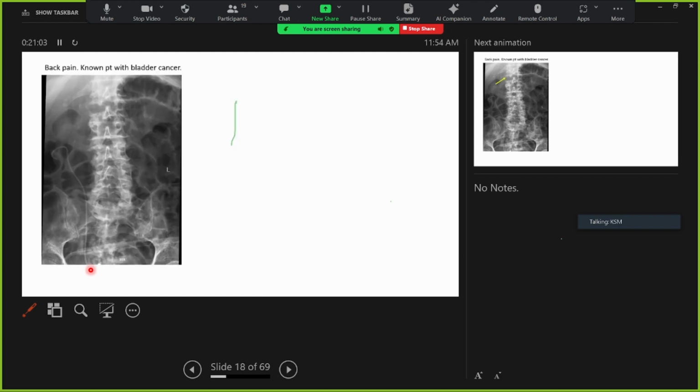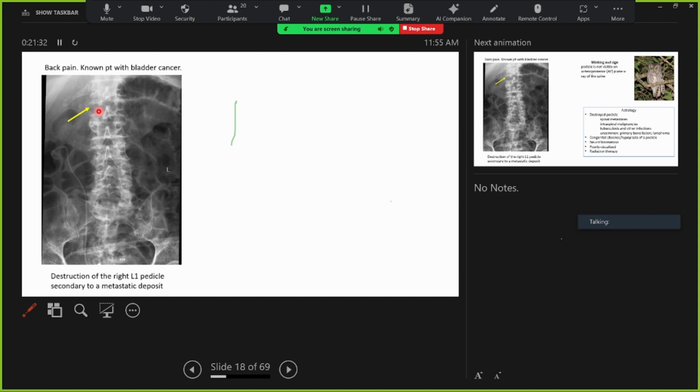So this is a patient with backache, a known patient with bladder cancer. This is a patient with a red flag because the patient has a history of cancer. So immediately after the presentation of backache, an X-ray was taken. Any abnormality can you detect? This pedicle is absent. Okay, so the L1 right pedicle is absent.